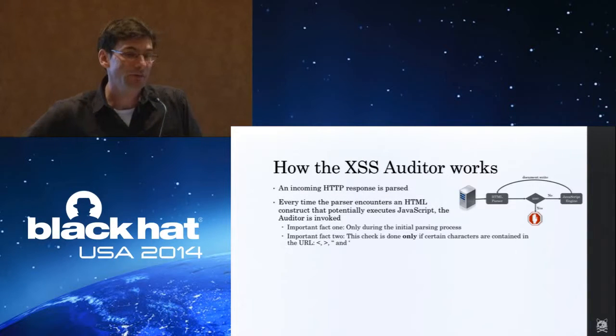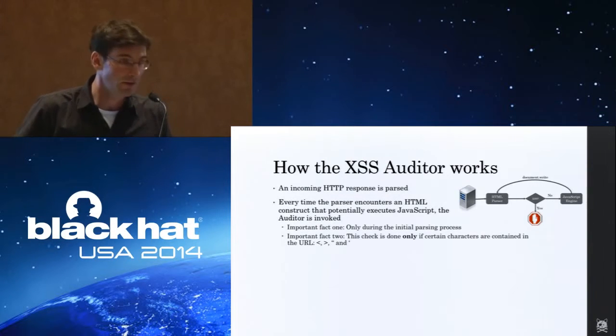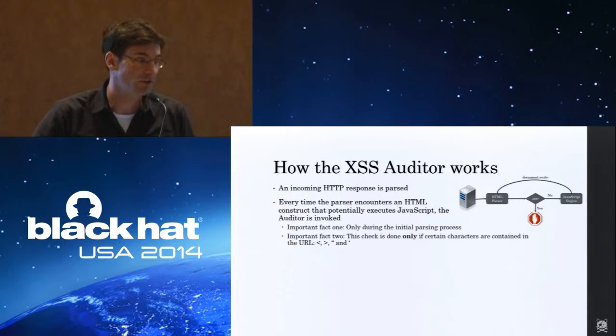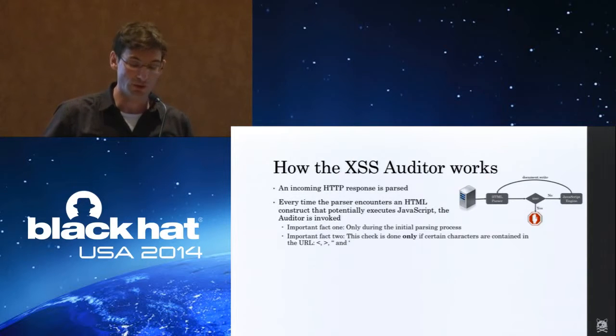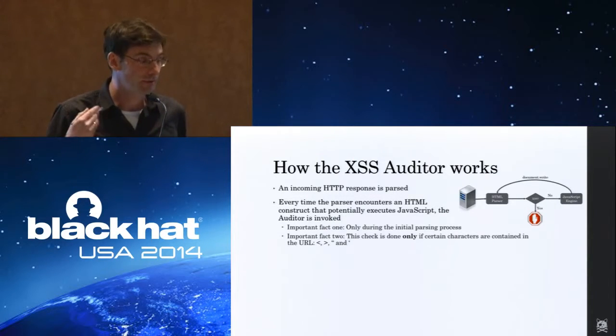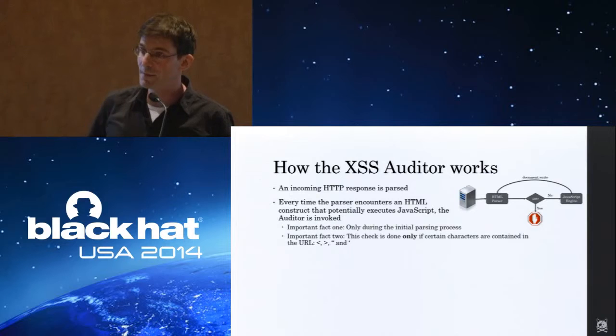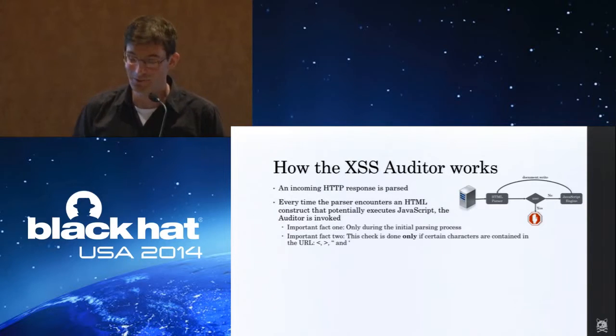And every time the HTML parser is encountering a construct, so this might be either an HTML tag or certain HTML attributes that could potentially lead to JavaScript execution, the auditor is invoked. And then, if certain conditions are true, the auditor tries to find the JavaScript that you just saw in the request. So these conditions are important.